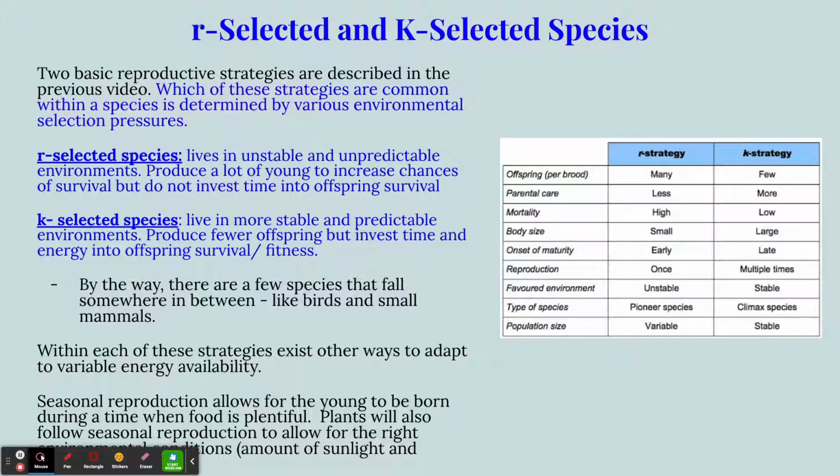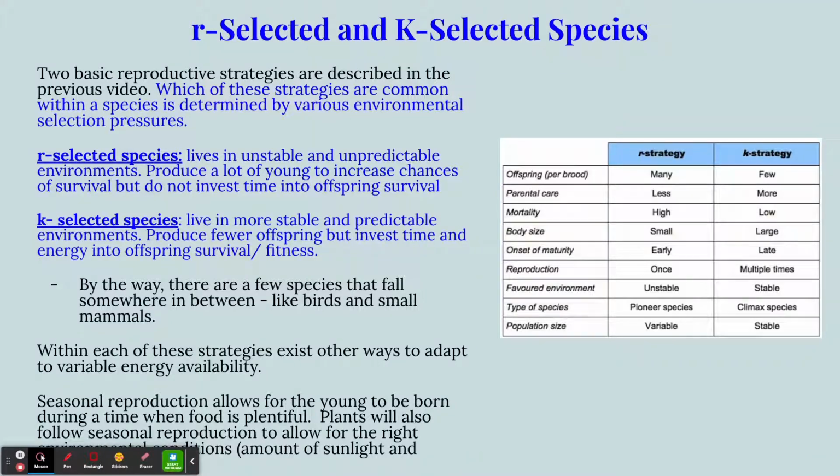So the way a species mates and reproduces is completely based off of natural selection, whatever is going to work best for that species based on the environment. So we know that our selected species are living in unstable and unpredictable environments. So these are something like a fish or sea turtles. They don't necessarily have a lot of predation going on, but their environment's very unpredictable.